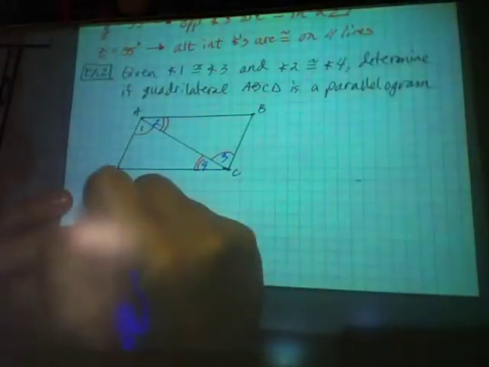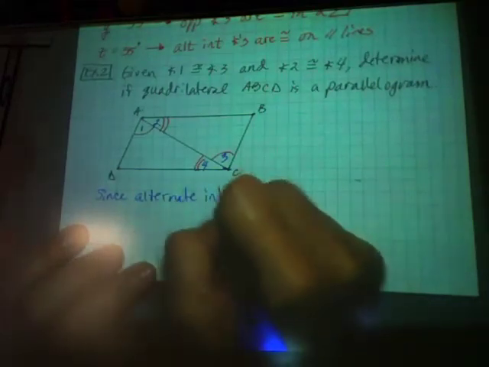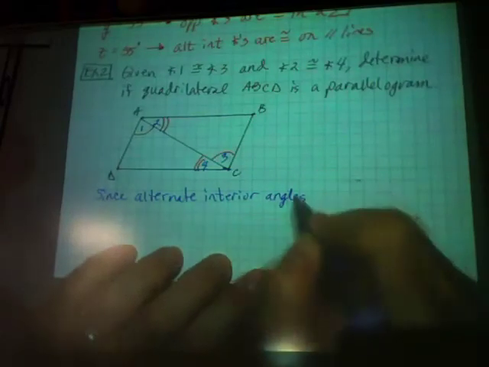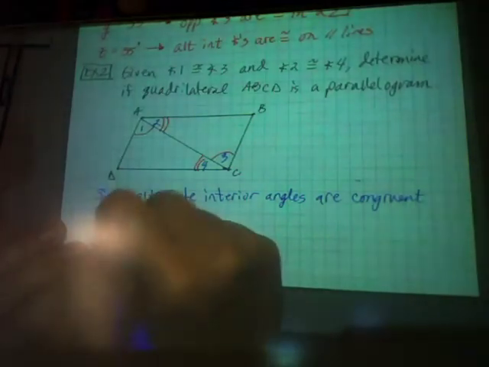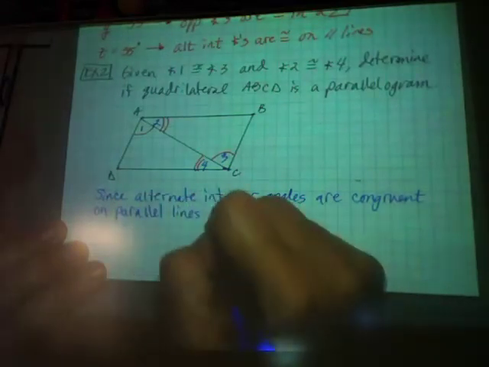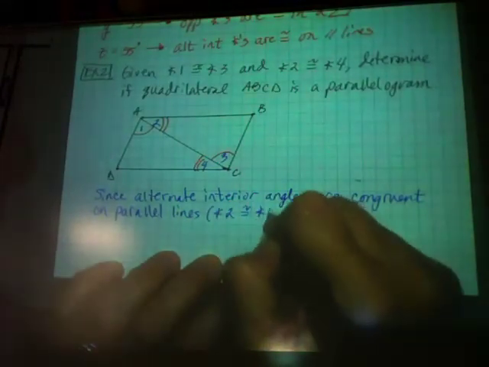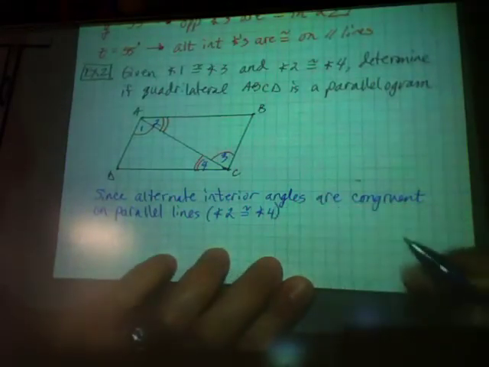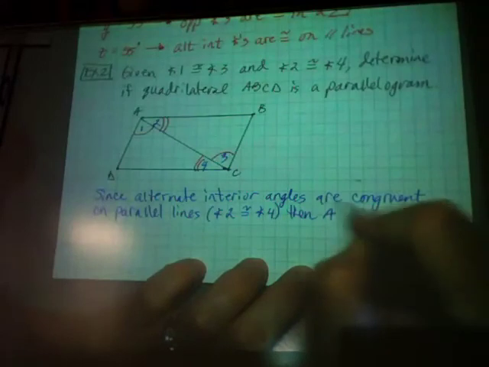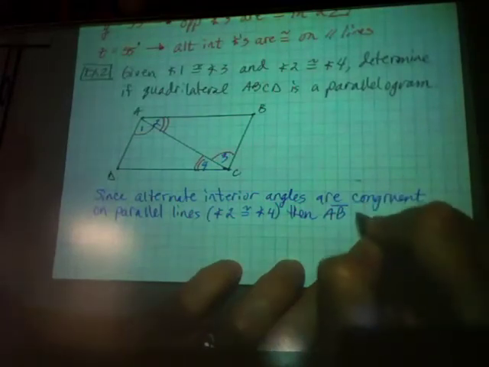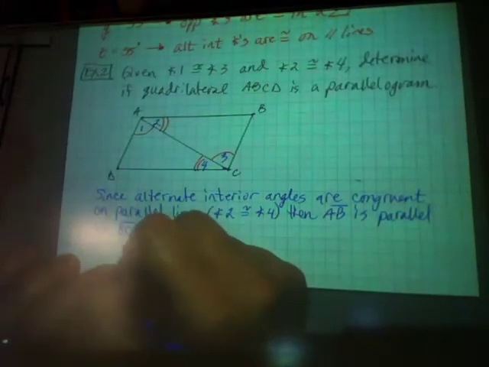So, here we go. Since alternate interior angles are congruent on parallel lines, and I'm going to put in parentheses here, angle 2 is congruent to angle 4, then line AB is parallel to line DC. So that's one of them, right?